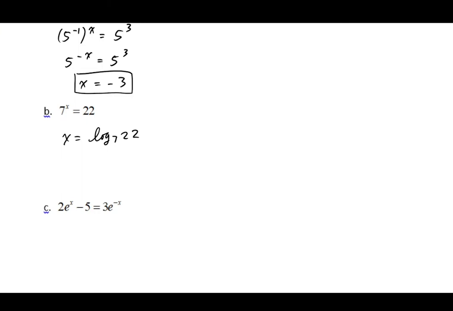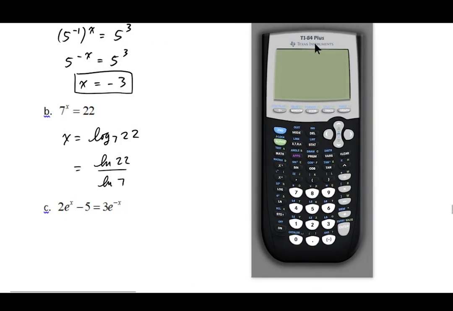Okay. Now we use the fourth property, the change of base formula. So we have ln 22 over ln 7. Then we punch the calculator. So let's do that. So we do ln 22 over ln 7. Okay, so that answer is 1.5885.